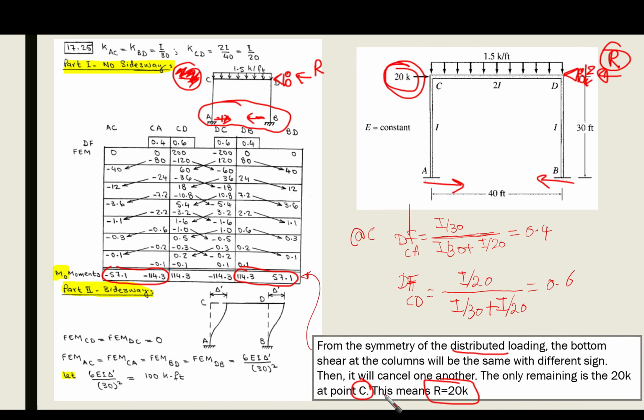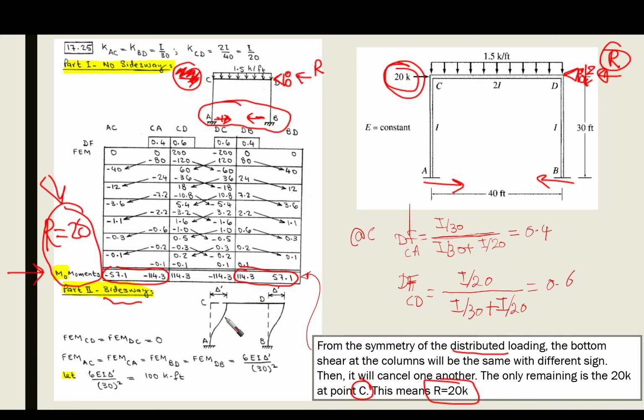That's it. So now we have M node, and we know R equal to 20. These are the two things that we want from part 1. Now let's go to part 2. In part 2, we are going to allow side sway.